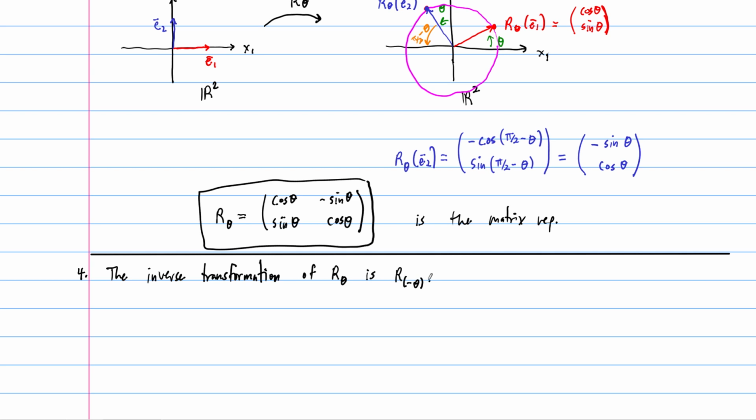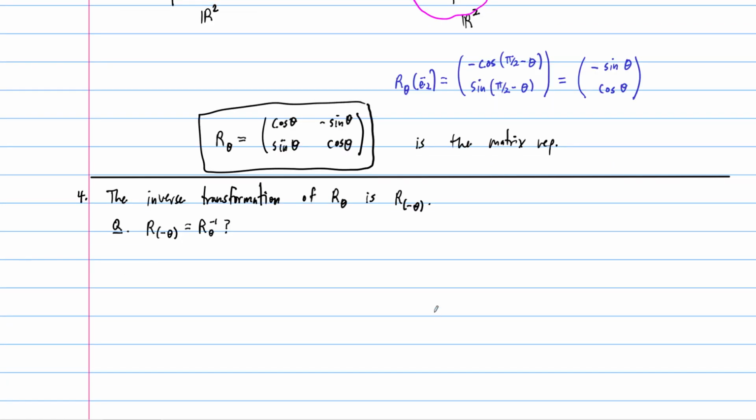Let's make sure. Because if the transformation is the inverse, then the matrix should be the inverse matrix as well, right? So R minus theta, the question now that we want to verify, right, is: R of minus theta, does this equal R theta inverse? Question mark. Okay, so that's the question. So let's work it out.